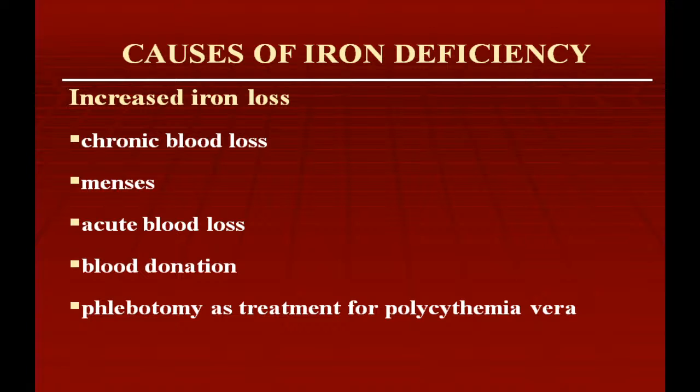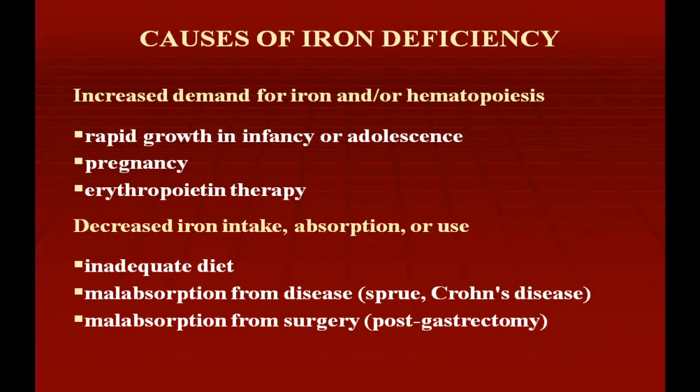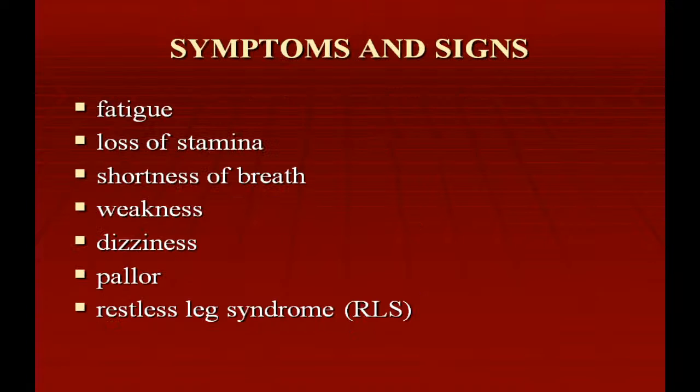So one more time, causes of iron deficiency: it's chronic blood loss, it's menses, it's acute blood loss, it's blood donation sometimes, it's phlebotomy in treatment of polycythemia vera, it's situation in rapid growth in infancy or adolescence, in pregnancy, and erythropoietin therapy. And decreased iron intake or absorption due to inadequate diet, due to malabsorption as we said before, and due to malabsorption due to surgery or diseases.